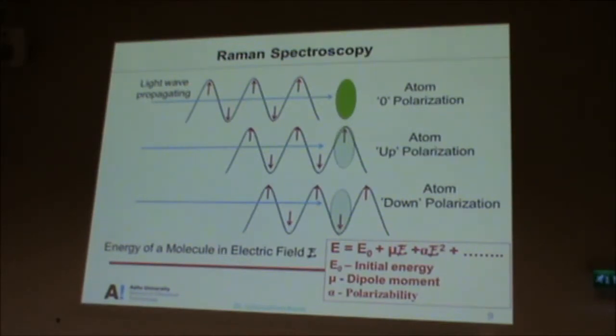Now it can be expressed in terms of an equation. The energy of a molecule in electric field, if E is the applied electric field, is given by the initial energy plus the dipole moment times the applied electric field plus alpha. Alpha is the polarizability. In the next slide, I'll show you what polarizability is.